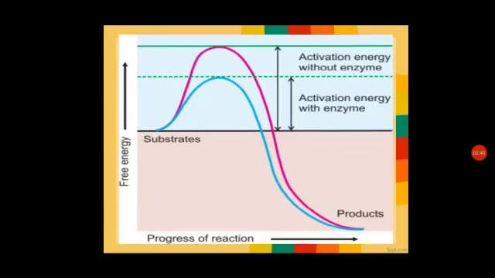Here you can see a graph of free energy and the progress of the reaction: activation energy without enzyme, activation energy with enzyme. It is clear from this graph that in the presence of the enzyme the activation energy lowers, and in the absence of the enzyme the activation energy is high, displayed here with the pink line, and in the presence of the enzyme it is displayed with the blue line.